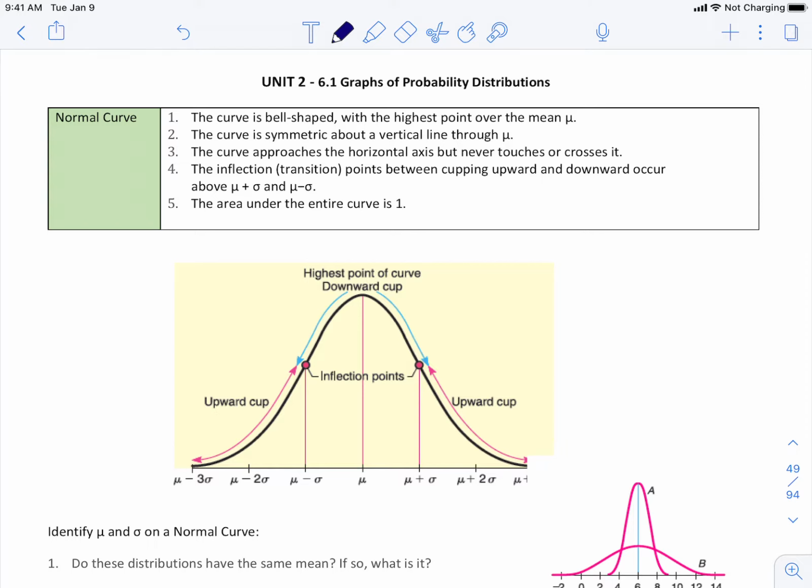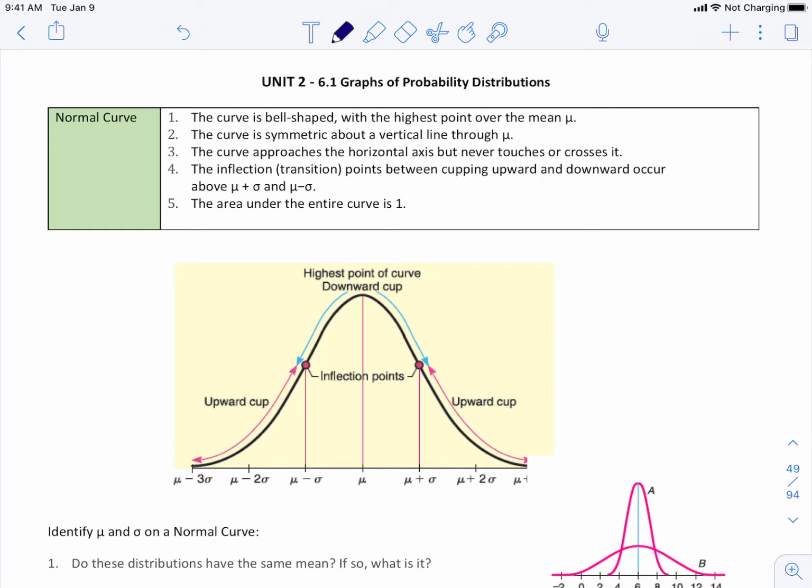Hi everyone. Today we're doing notes for 6.1, graphs of probability distributions. The normal curve. The curve is bell-shaped with the highest point over the mean mu. The curve is symmetric about a vertical line through mu. The curve approaches the horizontal axis but never touches or crosses it.